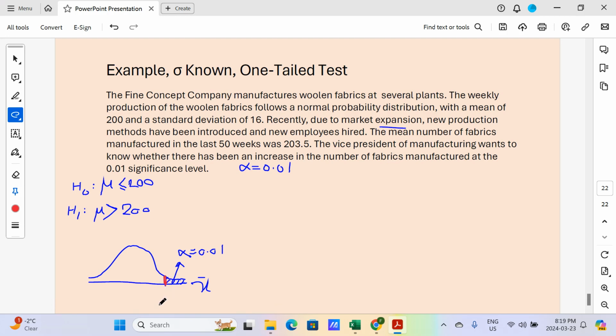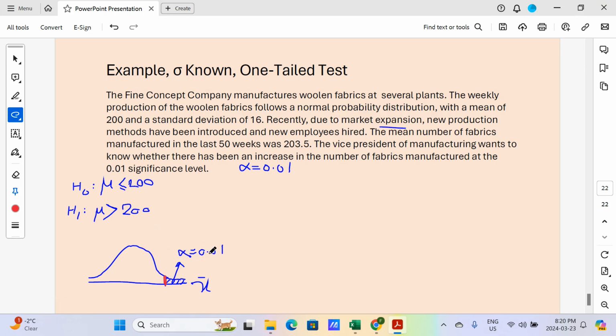Okay, I need this cutoff point. To find this cutoff point, we need to use NORM.S.INV(1 minus alpha) in Excel. Because NORM.S.INV returns this cutoff point, but this function just accepts the area on the left side. Then it returns the cutoff point.